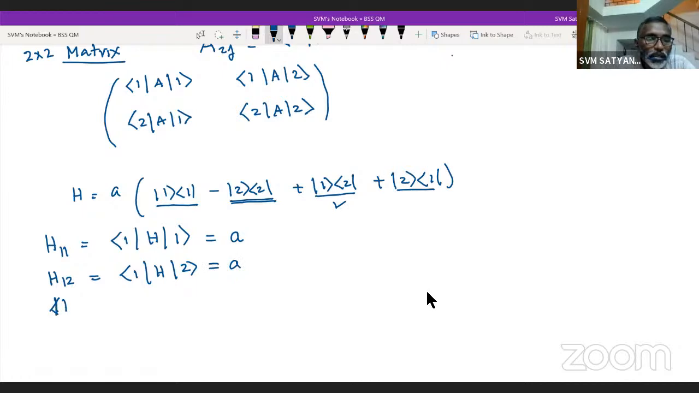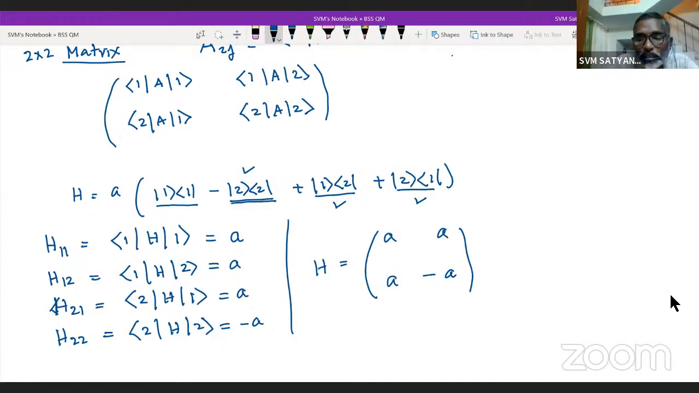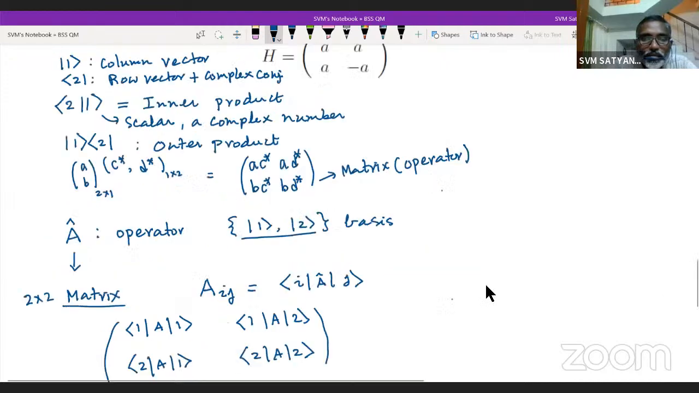Now H21, that is equal to <2|H|1>. This will not contribute, this will not contribute, only this will contribute, and that is also equal to A. And H22, this is <2|H|2>. Only this will contribute, that is equal to minus A. So the Hamiltonian matrix, that is also given, but I'm just showing you how you get it: A, A, A, minus A.